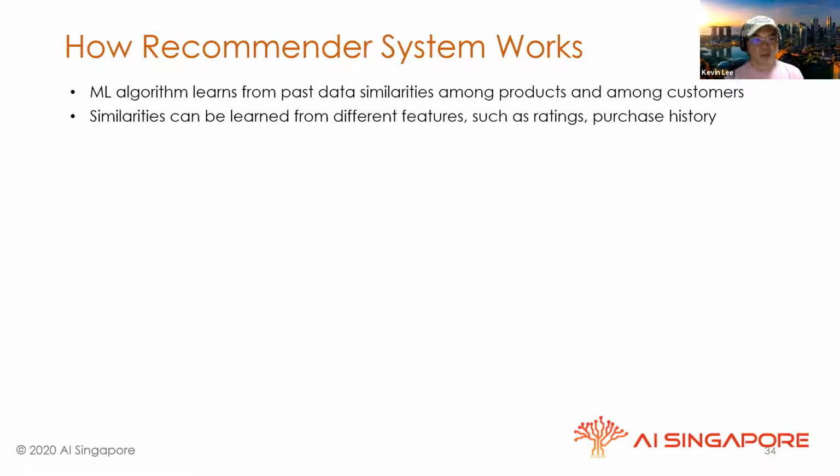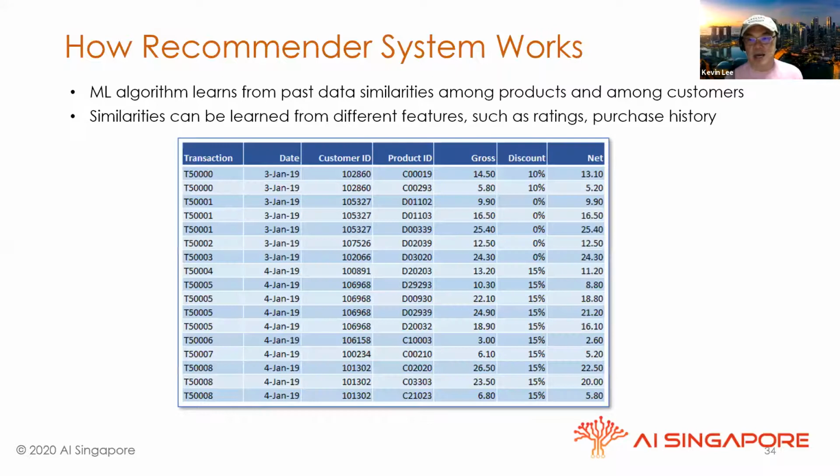Now, first of all, the ML algorithm, the machine learning algorithm, is able to learn from past history, past data, to come up with similarity among products and among customers. So similarities can be learned from different features such as ratings and purchase history and stuff like that.